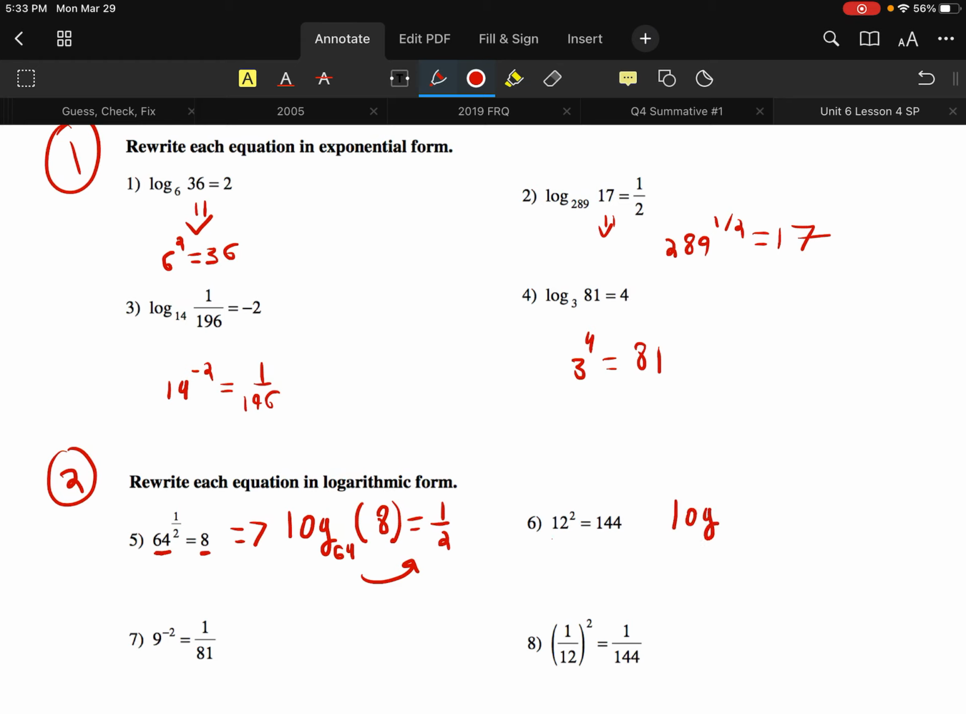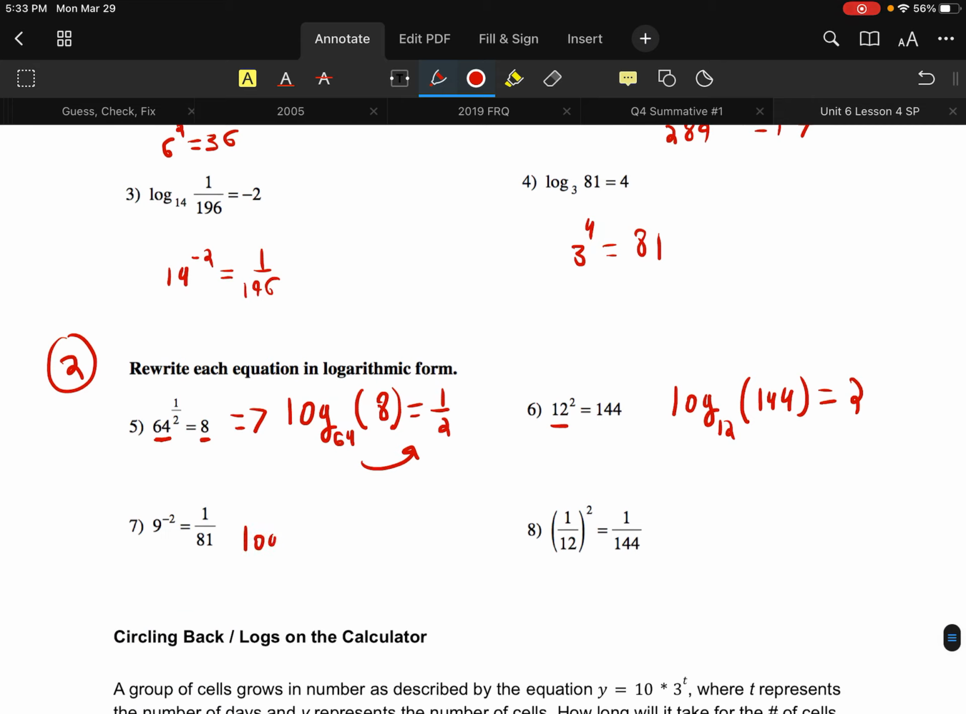The log base 12 of 144 is asking what power of 12 is 144. 12 squared is 144. The log in base 9 of 1 over 81 is -2, because 9 to the -2nd is 1 over 81. And finally, you can have any base you want here, including fractions. 1/12 squared would be 144.